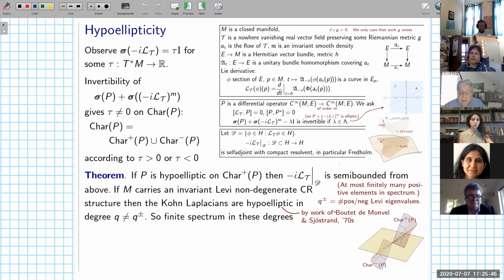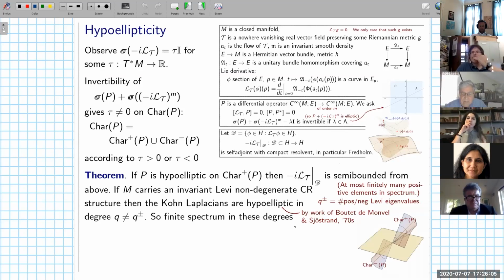So in degrees where the operator is hypoelliptic, you just get finite spectrum, because then on the positive side, you have at most finitely many eigenvalues, and on the negative side, you only have at most finitely many negative eigenvalues, so you only have finite spectrum.